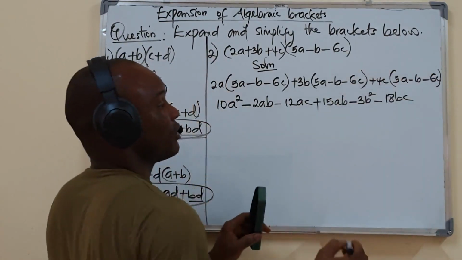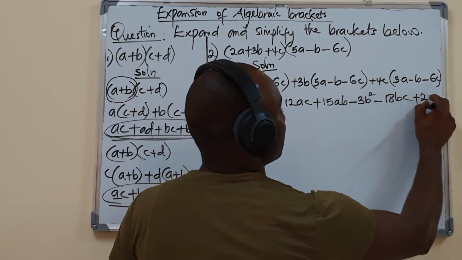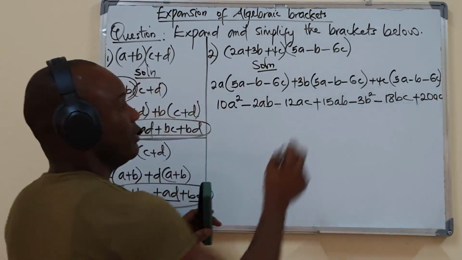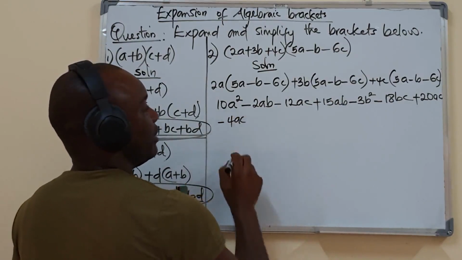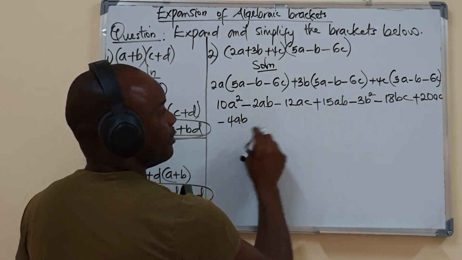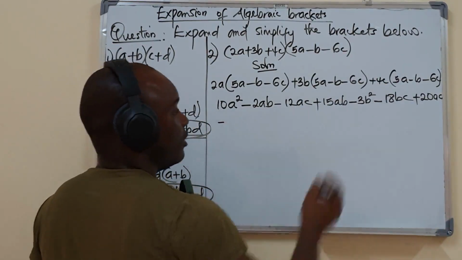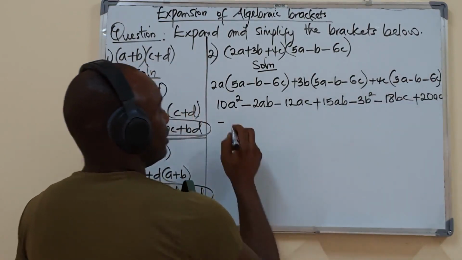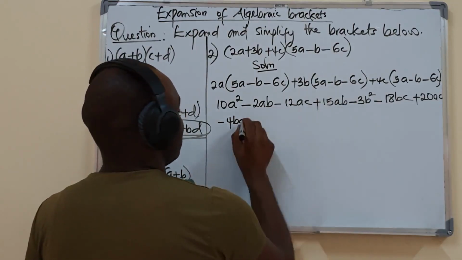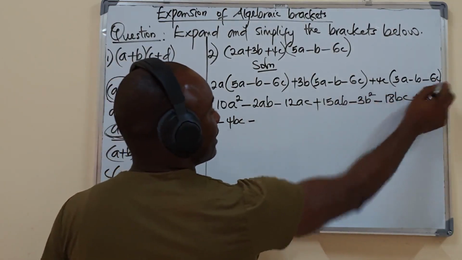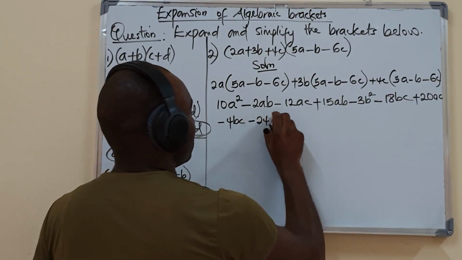It's time to open up the last one. So plus 4c multiplies 5a will give us 20ac. And then minus 4c multiplies b gives us 4ab. Minus 4c multiplies negative b gives us negative 4bc. And then minus 4c multiplies negative 6c will give us negative 24c squared.